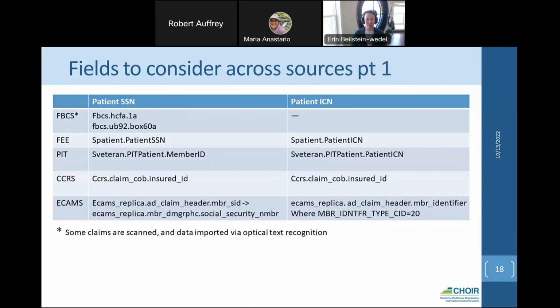And again, as I mentioned earlier, FBCS, if you go back far enough, they were optically scanned in. And some of them I think were handwritten. So there's some funny business you can tell looking at the numbers. And then patient ICN is in every schema except for FBCS. We'll get to why CCRS has insured ID for both SSN and ICN. And then in eCAMS, you have to look at where member identifier equals 20. So you have to use 2 fields to get the ICN out of eCAMS.